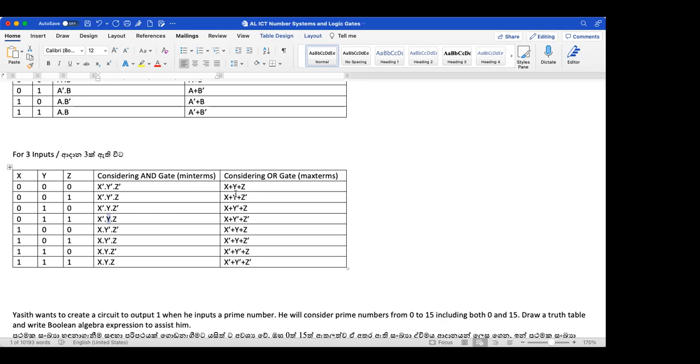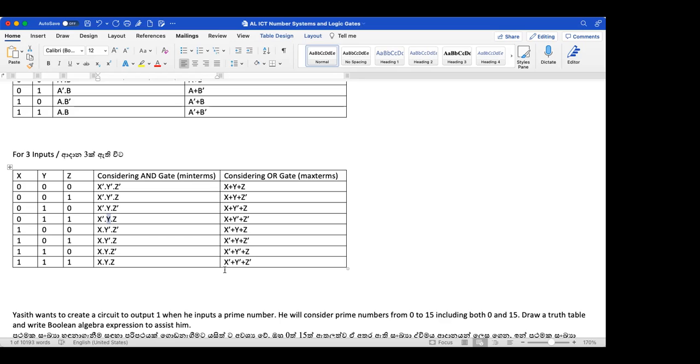Then y not, y not, y not, y not. The other way, reverse. Here x, then x not. So this is how you write the max terms. I hope that now you can understand the min terms and max terms.